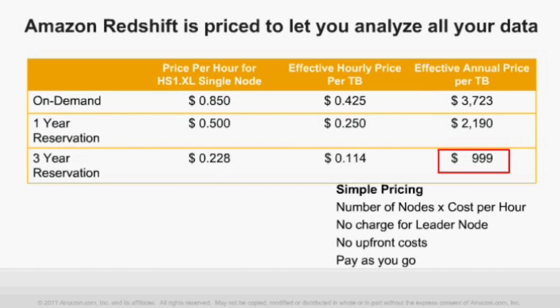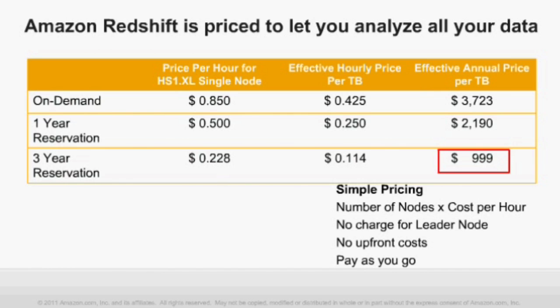We have two types. You can reserve instances for 1 or 3 years. You can see it's a little over $3,700 to do on-demand per terabyte. So if you have that 2 terabytes, that's the price per terabyte. But then you save 40% if you do a 1-year reservation because the hourly rate goes from 85 cents to 50 cents.